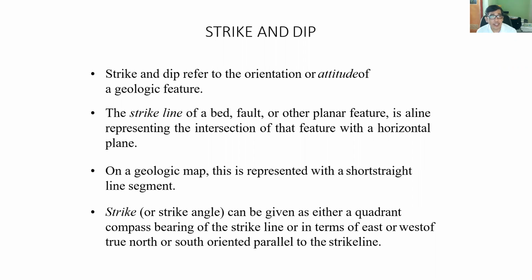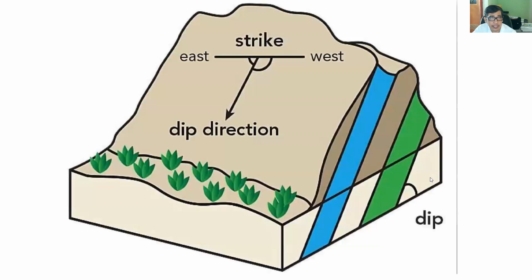The strike line of a bed, fault, or other planar feature is a line representing the intersection of that feature with the horizontal plane. On a geologic map, this is represented with a short straight line segment. A strike can be given as a quadrant compass bearing of a strike line in terms of east or west of true north or south, oriented parallel to the strike line.